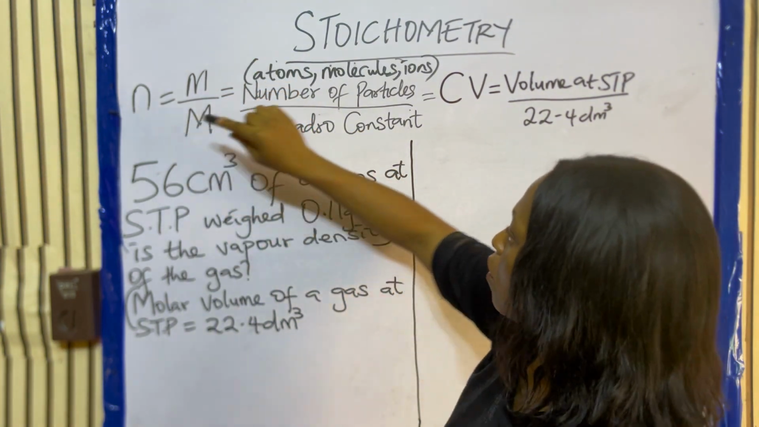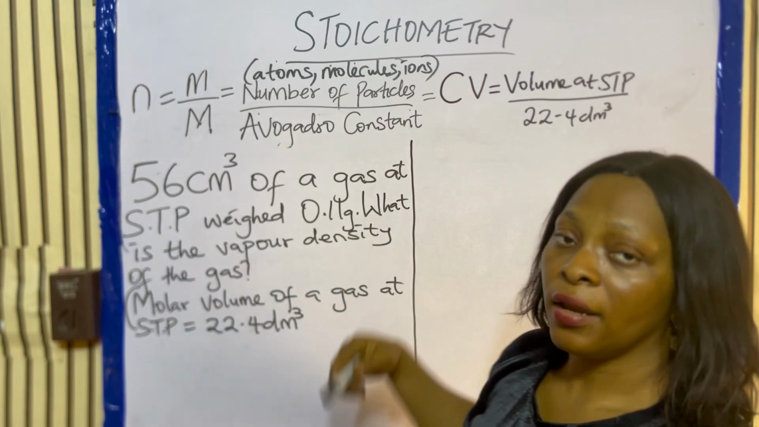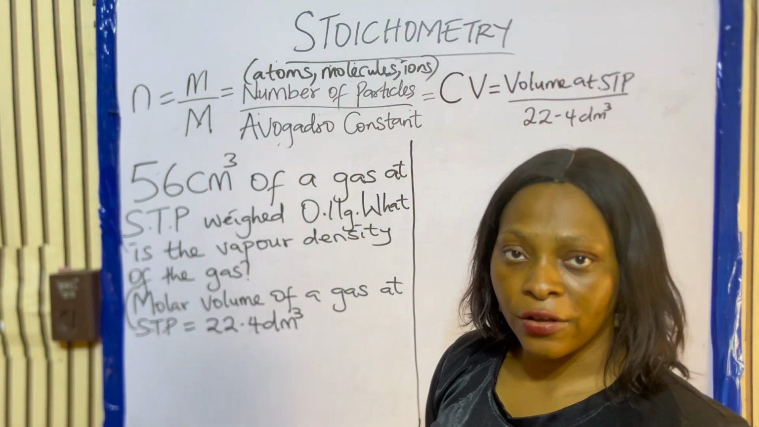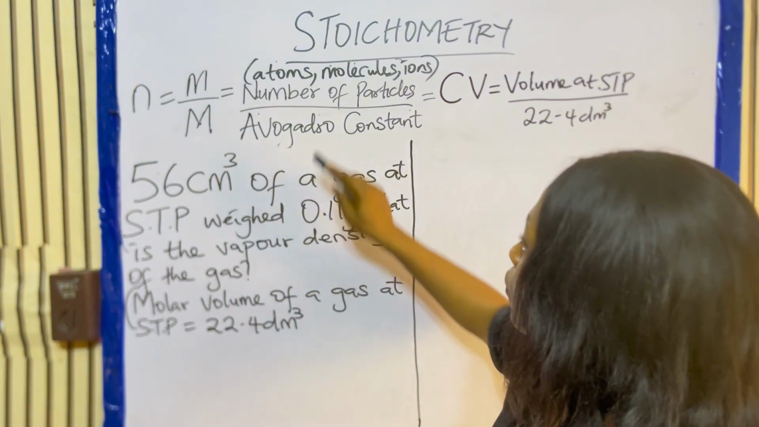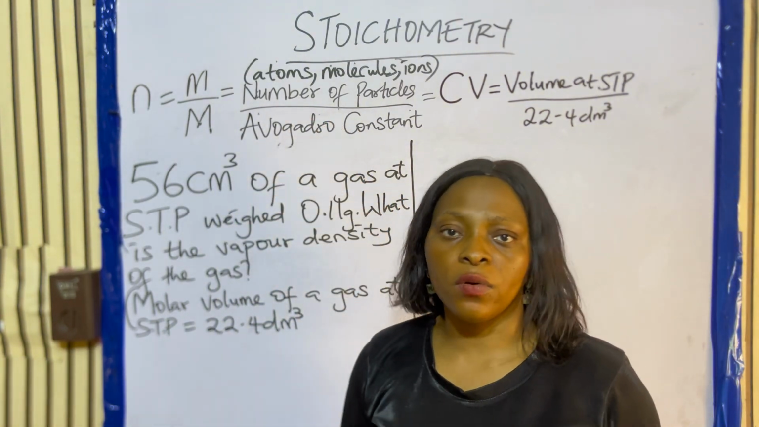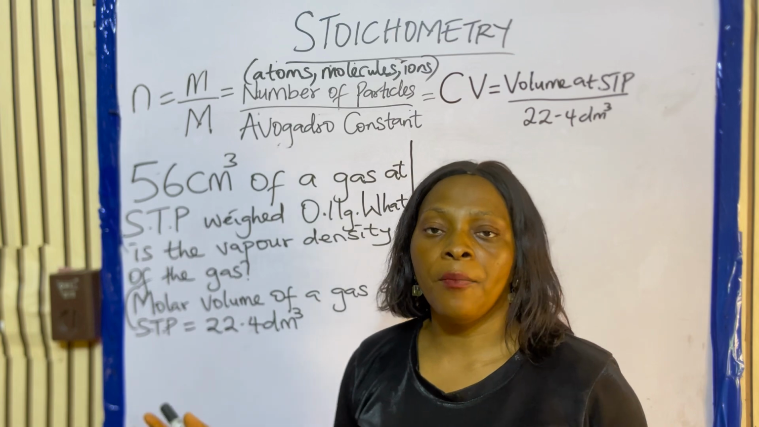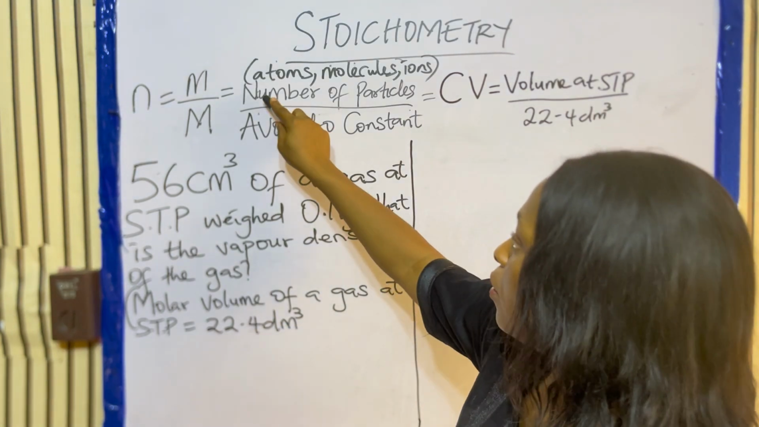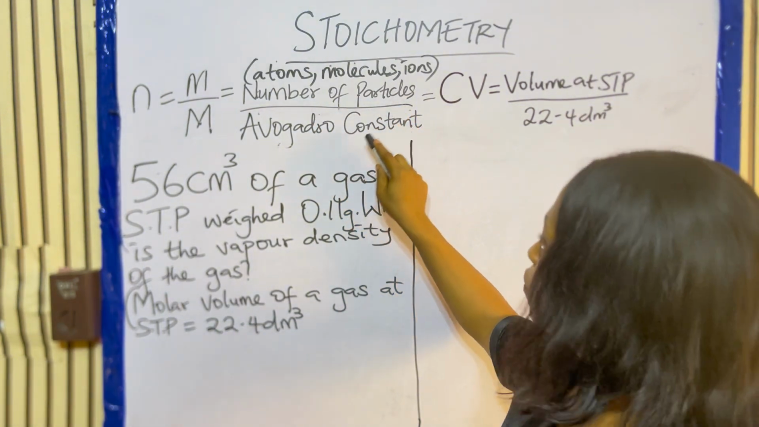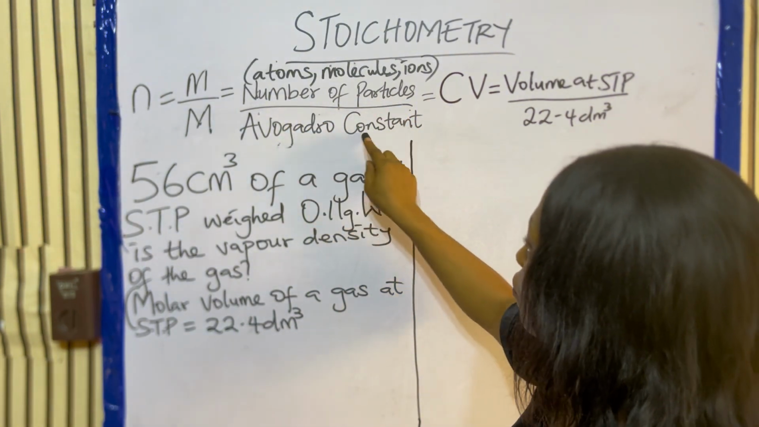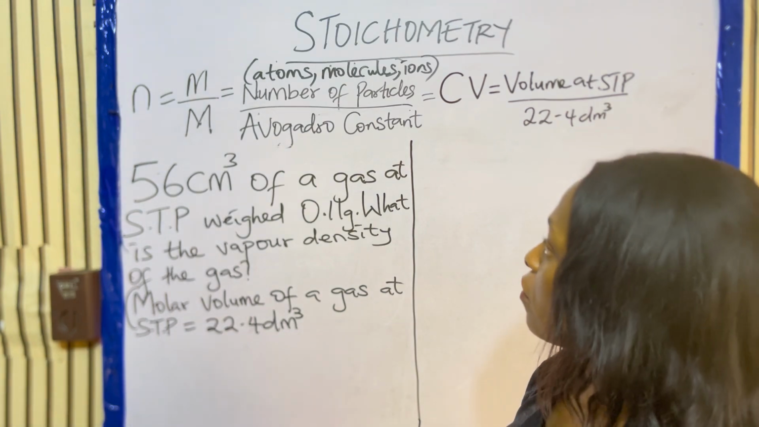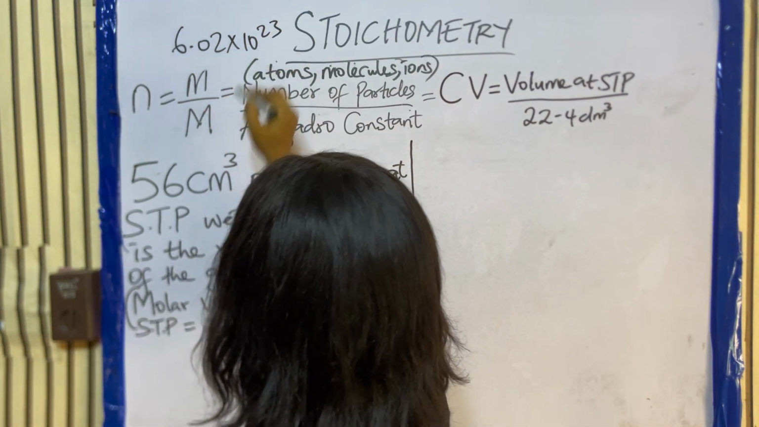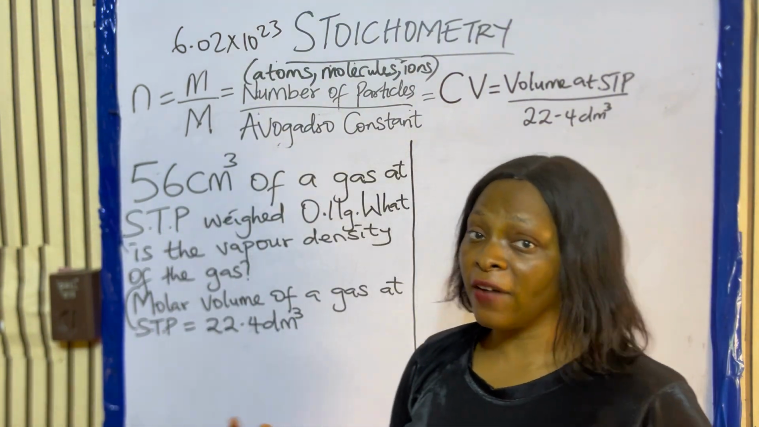Then number of moles is also equal to number of particles. Now when we talk about number of particles, we refer to number of atoms, molecules, and ions. So if you see questions that say how many atoms are present or calculate the number of molecules, it is talking about what? Number of particles. So number of particles over Avogadro's constant. Now Avogadro's constant is 6.02 times 10 raised to power 23. It is actually a value.